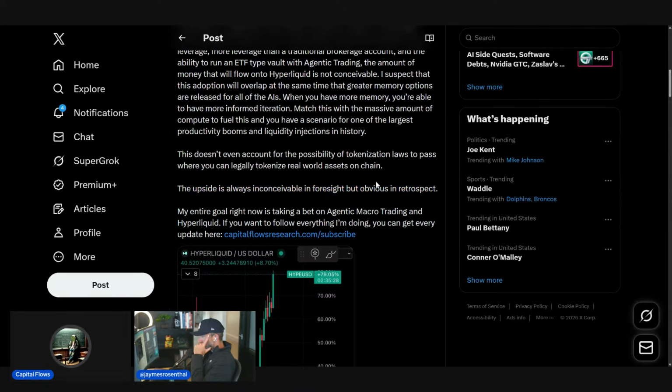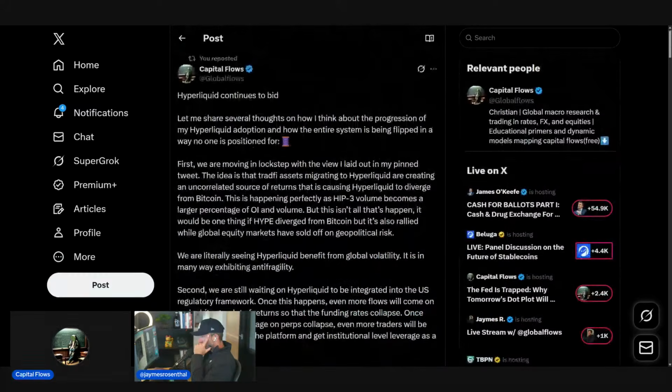My entire goal, and James and I have talked about this, is that I'm trying to focus more on agentic trading, agentic macro, why it matters, and how to constantly pull together every single thing that I've done so that my focus is on that. Because I think that's the greatest bet that you can take.